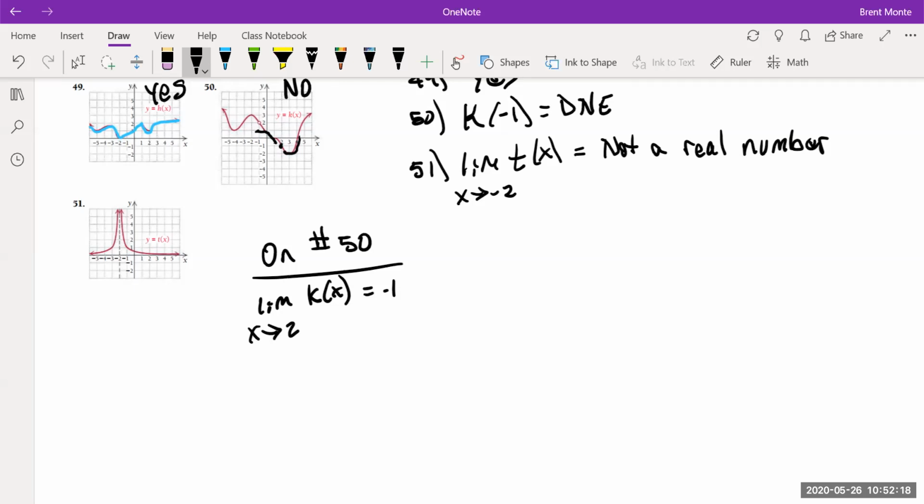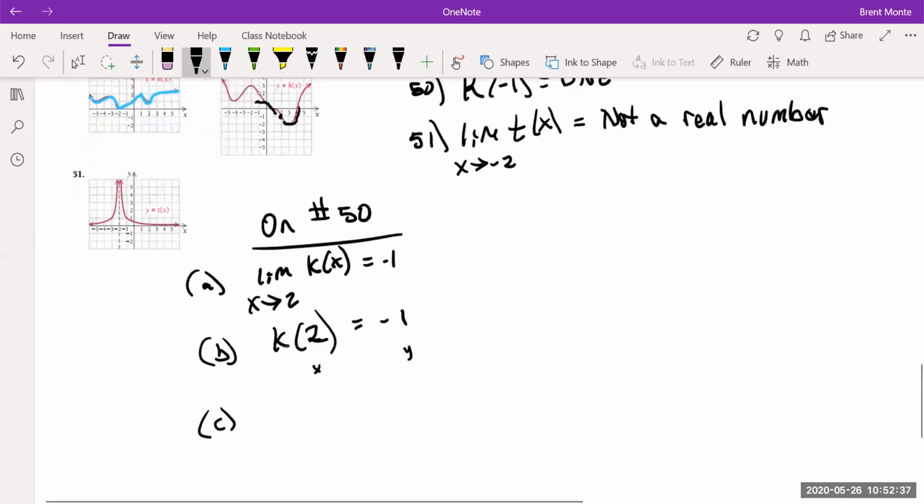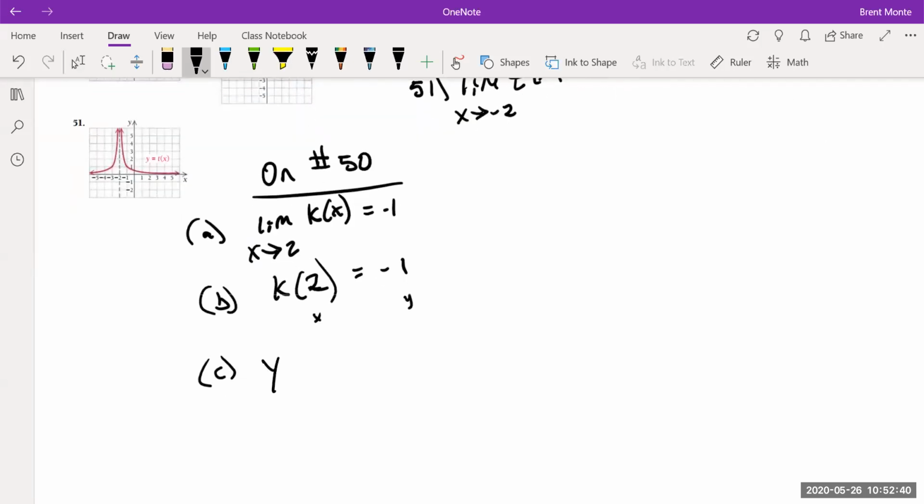Also, if I say, well, what is, so let's see, here was part A. Part B would say k of 2. Well, that's saying when x is 2, what is y? Oh, that's also -1. And since those are the same, we would say yes, k of x is continuous.